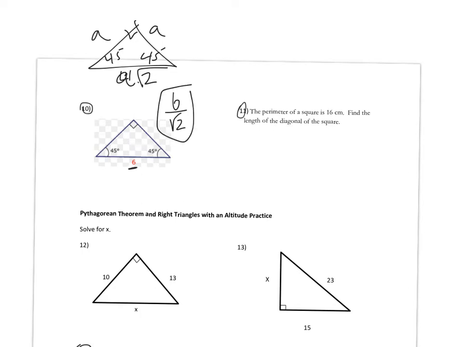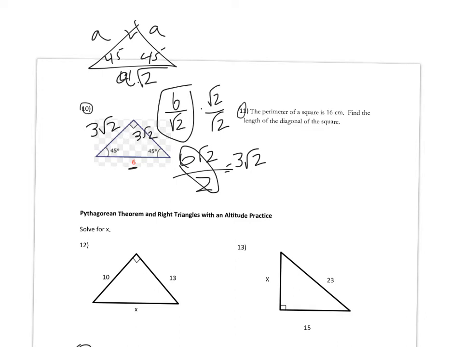Remember, you can give me this as your final answer, but if you want to rationalize the denominator, multiply by square root of 2 over square root of 2. 6 times the square root of 2, all over the square root of 2 times the square root of 2 is 4, and the square root of 4 is 2. And then let's simplify. 6 divided by 2, which is 3, square root of 2. And once we know one leg, we automatically know the other, because they're congruent in a 45, 45, 90.